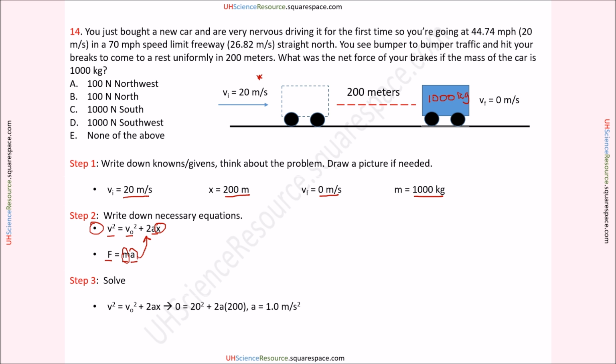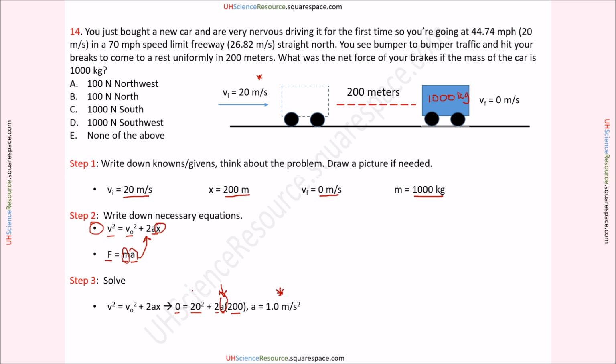If we do that to figure out the acceleration, our final velocity, of course, is 0 since it's a complete stop. The initial velocity is going to be 20. And we're going to add that to 2 times the acceleration times the displacement. And when we do that, we can solve for the acceleration. And we find that the acceleration is going to be 1 meter per second squared.